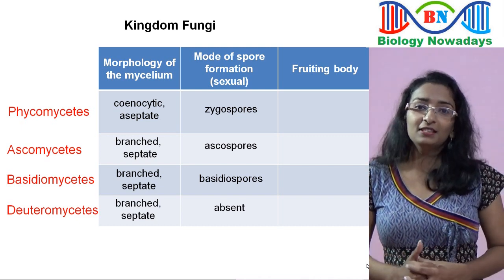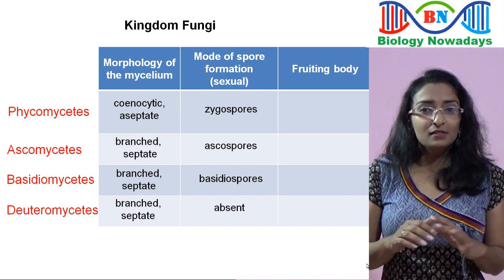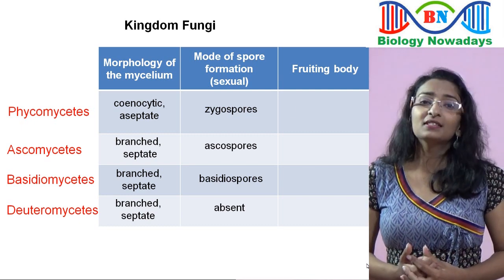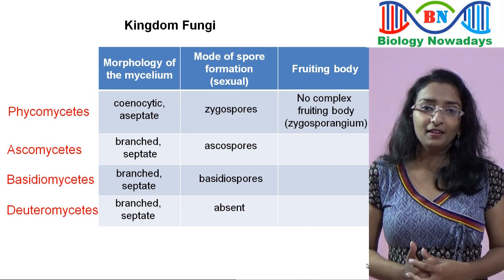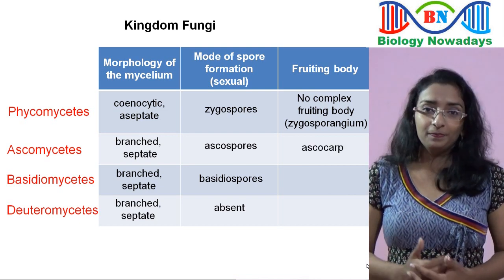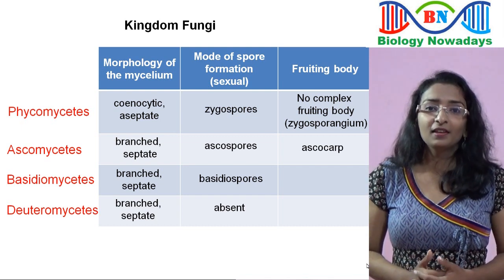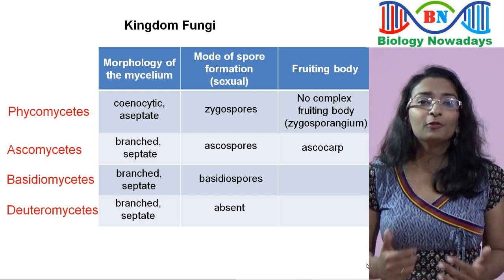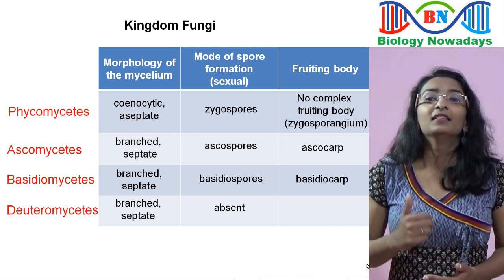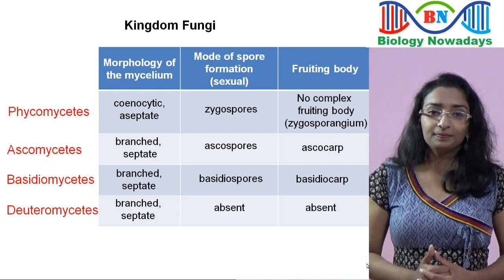Regarding the fruiting bodies, in Phycomycetes, there is no complex fruiting body, but the zygospores are formed in zygosporangium. In Ascomycetes, the fruiting body is an ascocarp, which is cup-shaped. In Basidiomycetes, the fruiting body is a basidiocarp, while in Deuteromycetes, the fruiting body is absent.